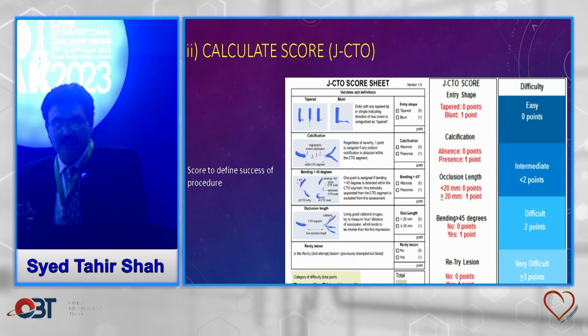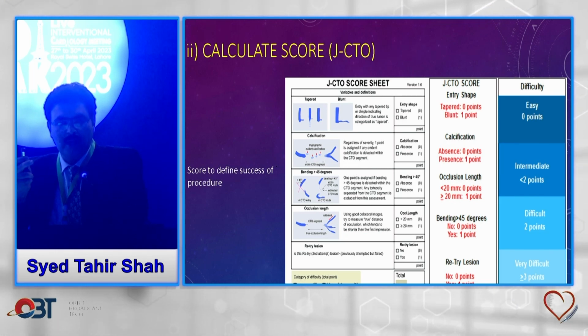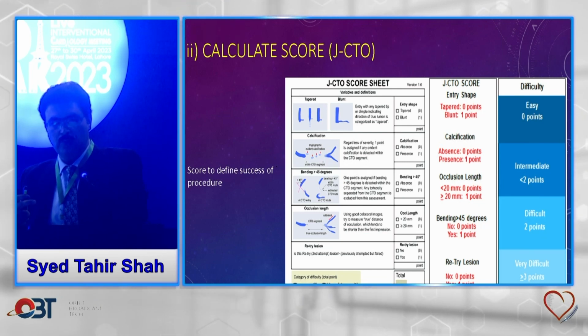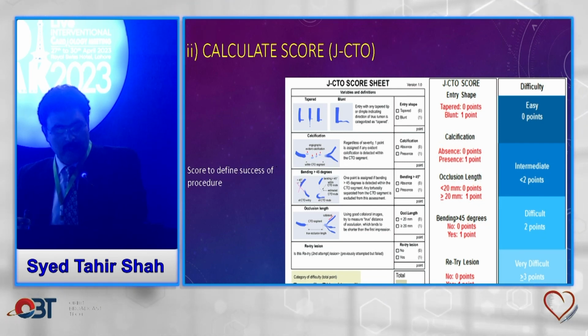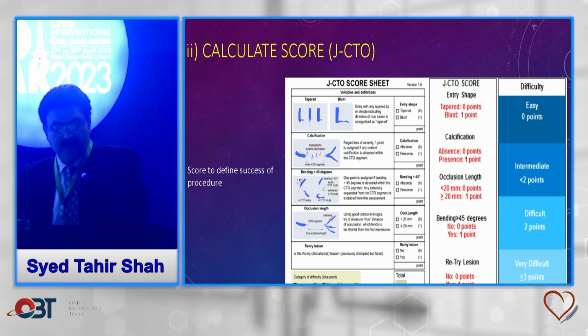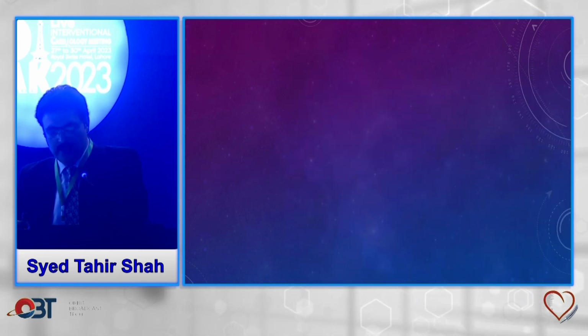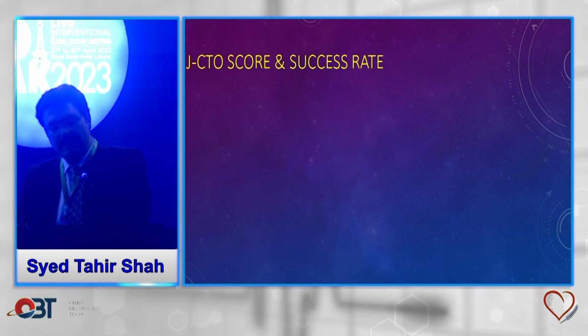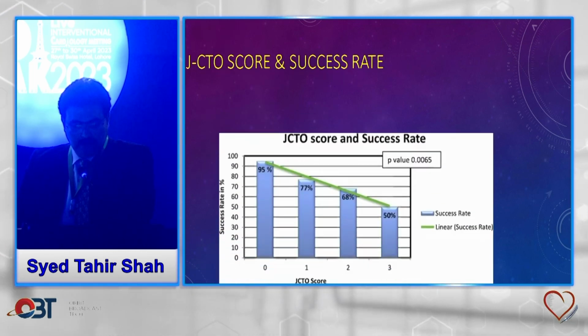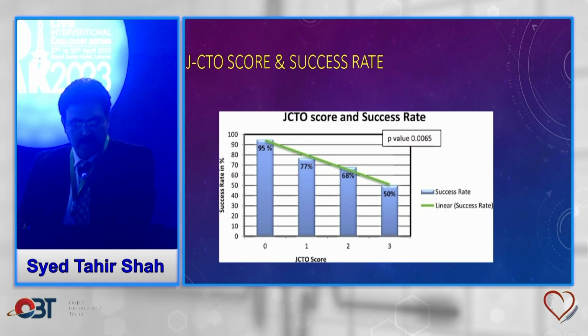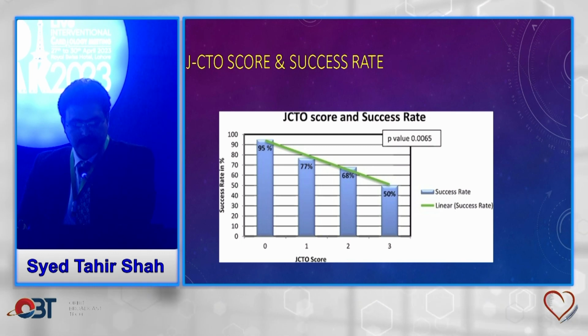If there is an angulation within the body of the CTO, not prior to the CTO, not after the CTO, but within the body of the CTO, then it carries one point. And then occlusion length, if it is more than 20 millimeters, it's one point. And if it is a reattempt, then one point. On this basis, success is defined as a score of 0, 1, 2, 3.